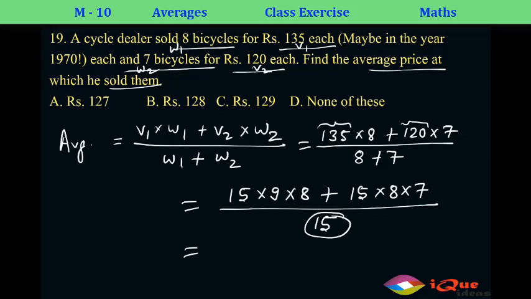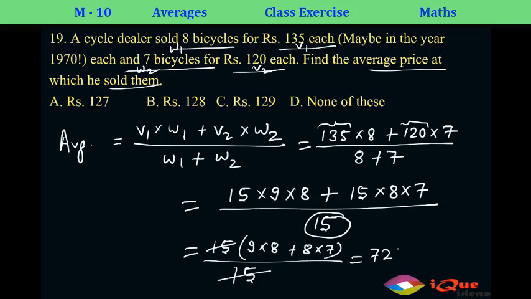So what will happen? 15 will come common from the numerator. So it is 15 common: 9 into 8 plus 8 into 7. And then you simplify, divide by 15. So this 15 gets cancelled and we have 9 8s is 72 plus 8 7s is 56. So this comes out to be 6 plus 2 is 8 and 7 plus 5 is 12. So 128 rupees is the average price.